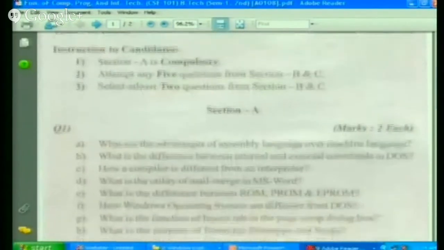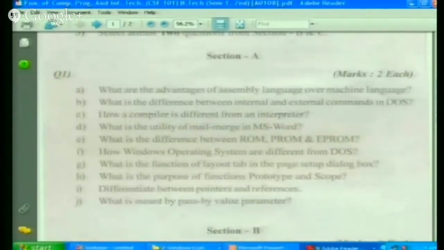Let's take the very first question. What are the advantages of assembly language over machine language? The question is of 2 marks. How many advantages do you want your student to write? 2 or 4. If you want two, you can give one mark each. If you want four, half a mark will be allocated to each advantage.